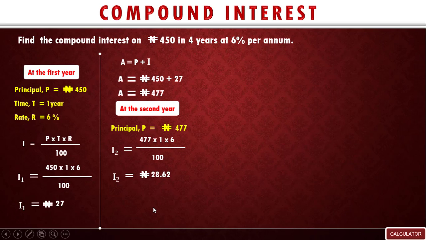So the next thing to do now is to calculate the amount for the second year. If we follow this formula, A equals P plus I. That means the interest that we got for the second year, we're going to add it to the principal at the second year. And then we have A equals 477 plus 28.62. So let's use the calculator to do that.